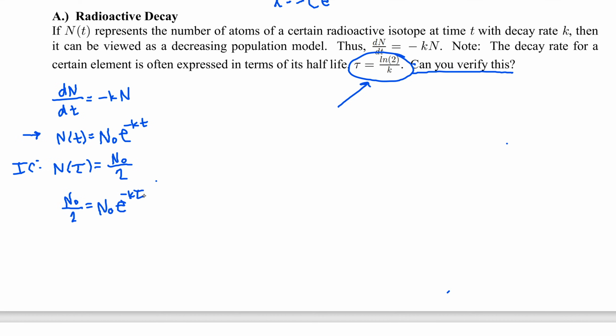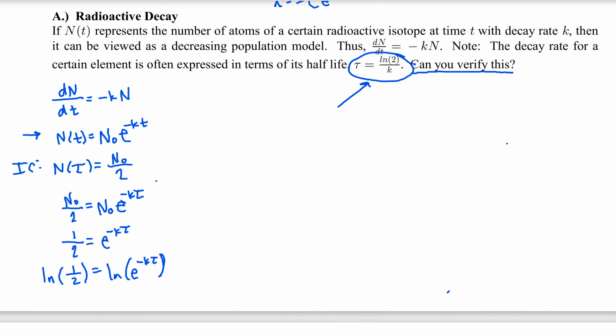Now my goal is to solve for tau. So let's go ahead and divide both sides by N naught. When we do that, it cancels from both sides, and we have 1/2 equals e to the negative k times tau. We can solve this by taking the natural log of both sides, or you can just convert directly to natural log form. I'll take you through the steps this time. If we have natural log of something raised to a power, remember properties of logarithms say that we can move that power down to the left.